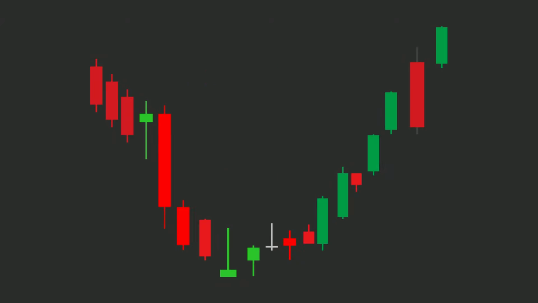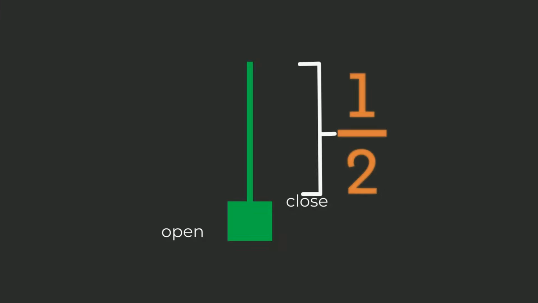The inverted hammer candlestick formation occurs mainly at the bottom of downtrends and can act as a warning of a potential bullish reversal pattern. The inverted hammer formation is created when the open, low, and close are roughly the same price. Also, there is a long upper shadow which should be at least twice the length of the real body.